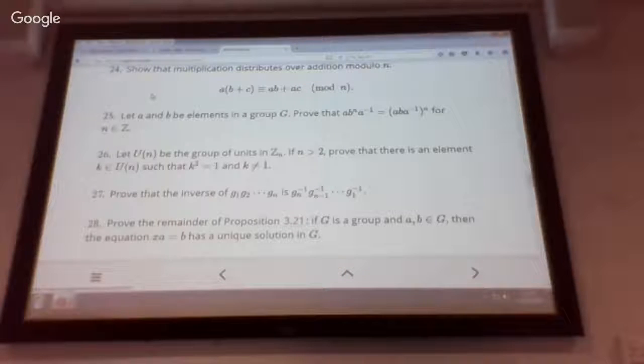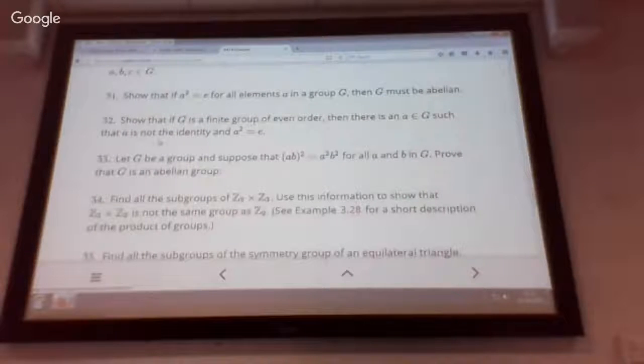Okay. So then what was the next one in the lesson? 32. 32 is an interesting one, and it displays a nice example of a certain kind of argument.